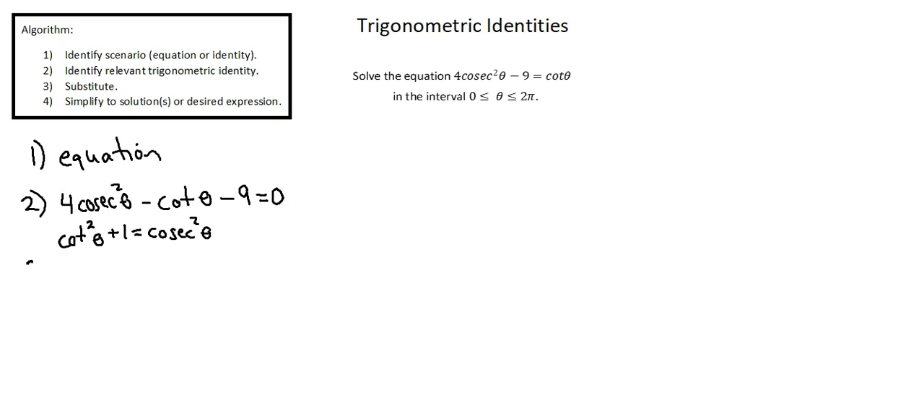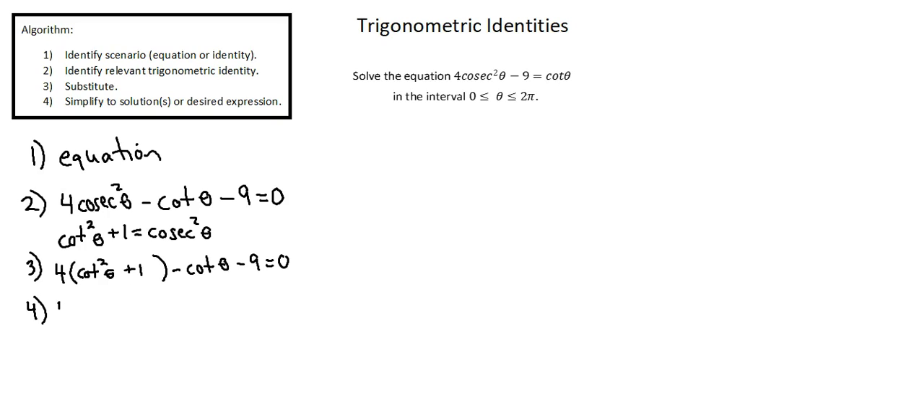Now in step 3, we will substitute. So 4 times what was cosecant theta squared is now going to become cotangent theta squared plus 1 minus cotangent theta minus 9 equals 0. From here, step 4, we simplify to solution or solutions.